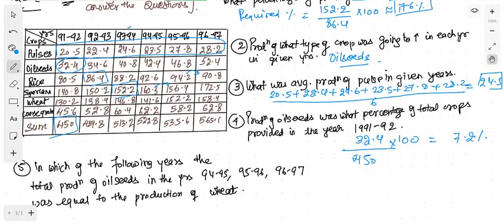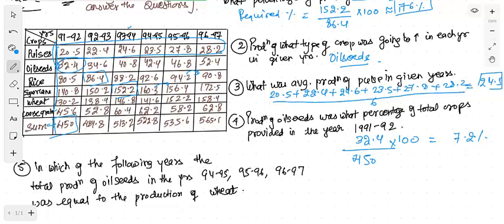Right, this is clear. They are asking you, in the year 1991 to 1992, what was the production of oil seeds? Production of oil seed in this particular year was what percentage of total crops provided in the year. Total crops is nothing but the sum of all these crops, which is given as 450. So 32.4 divided by 450 into 100.